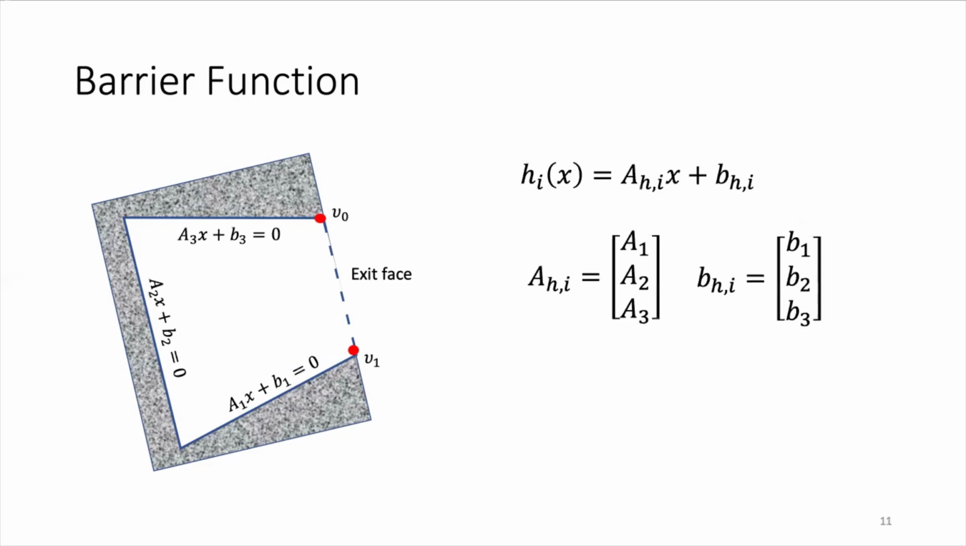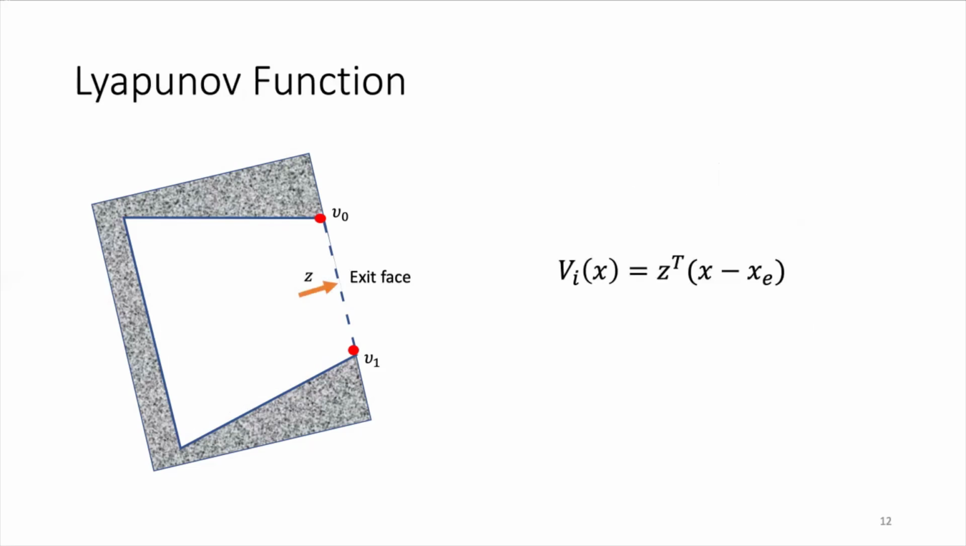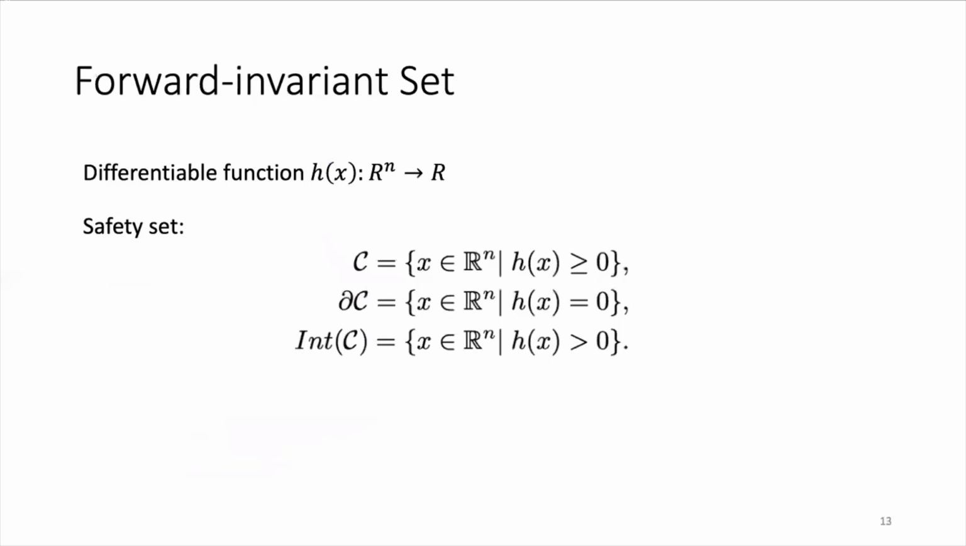We define h(x) as a barrier function, where A_h and b_h are defined by the boundaries of the cell. Vector z is the normal of the exit face, and x_e is a point in the exit face. We define V(x) as the Lyapunov function in terms of z and x_e, which represents, up to a constant, the distance between the current system position and the exit face. If we have the differentiable function h(x), we can define the safety set C such that h(x) is greater than 0 in the set and equal to 0 on the boundaries of the set.